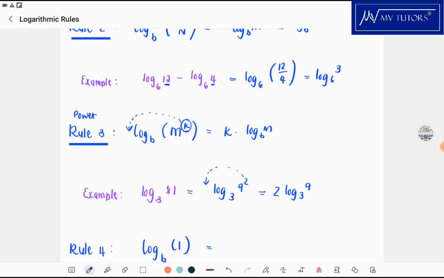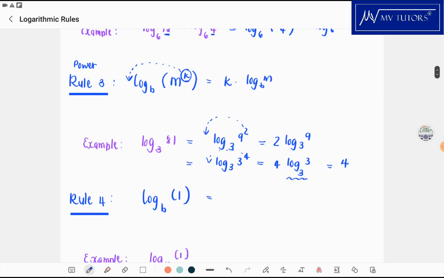Okay, or you could have said 81 is basically 3 to the power 4. And now we're taking that 4 to the bottom, bringing it down. So 4 log 3 base 3. Okay, and we're going to talk about this soon, but I'm going to just say now the answer is 4. We'll get there.